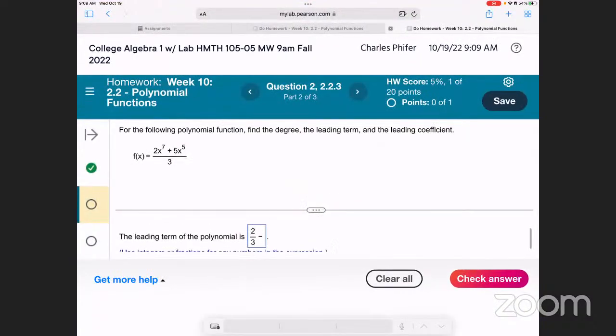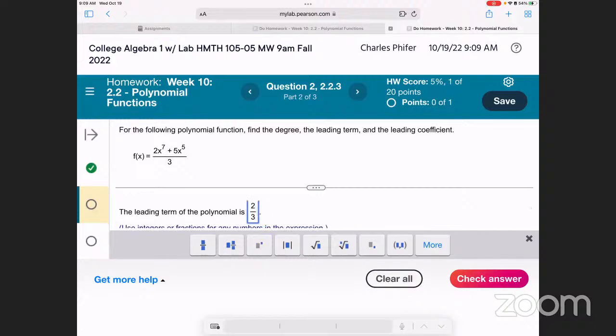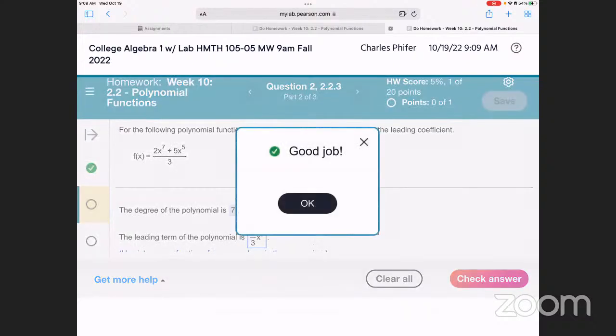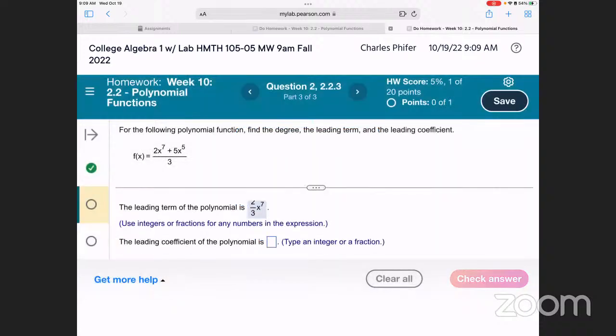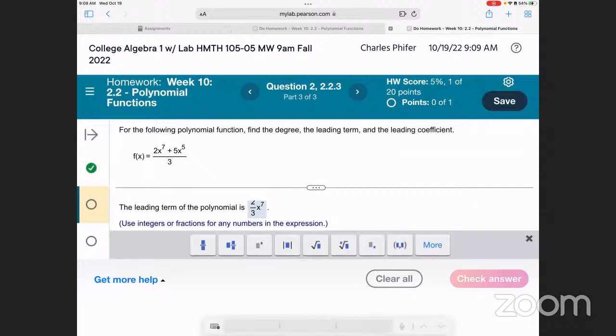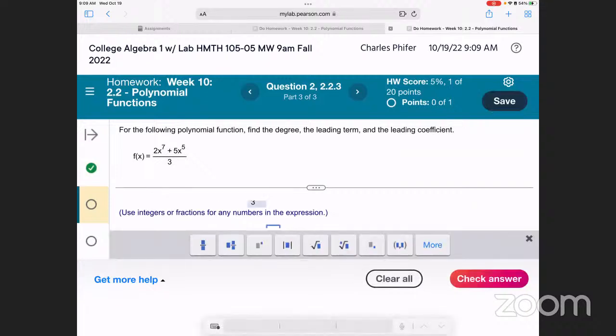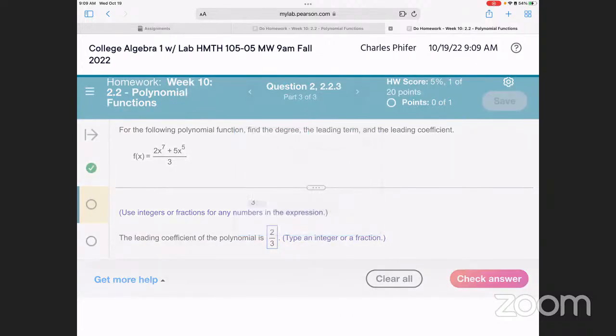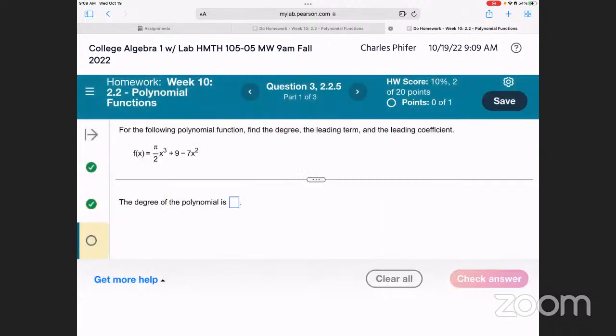All right, well, let me try to work with this. 2/3 x to the power of 7. I can't see it. That's fine. Okay. The leading coefficient is what? 2/3. Okay. The degree, the highest power. Highest power is 3.